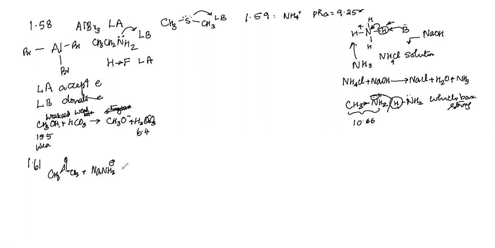giving ammonia plus CH3COCH2 minus. Now let's look at the pKa values. Ammonia 36, and acetone 19.